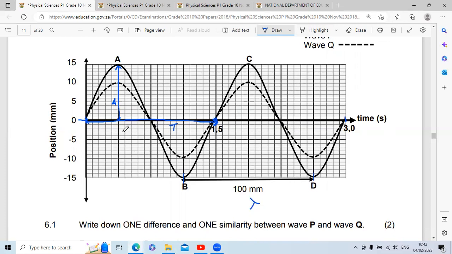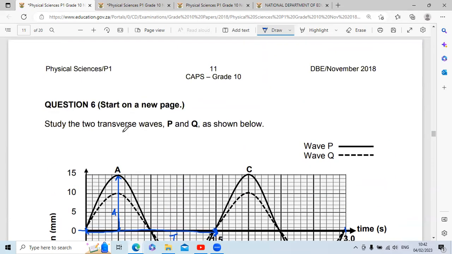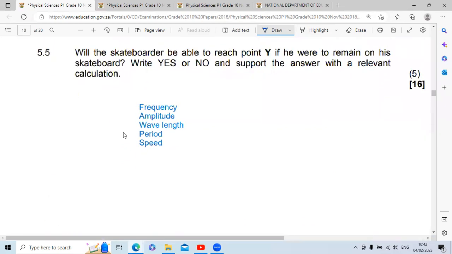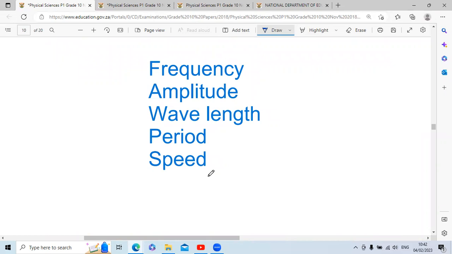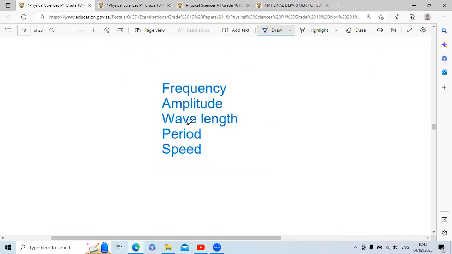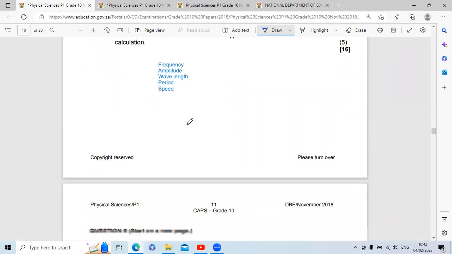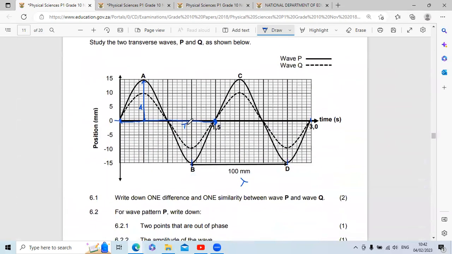Wave A is up and the other wave is down. Yeah, that is correct, but since we're speaking scientifically, we can't just say it's up and the other one is down. So in accordance to these five factors that we're going to be focusing on, which one is different between the two waves and which one is similar?